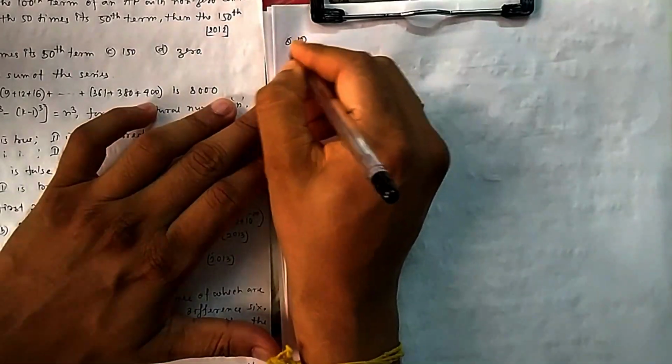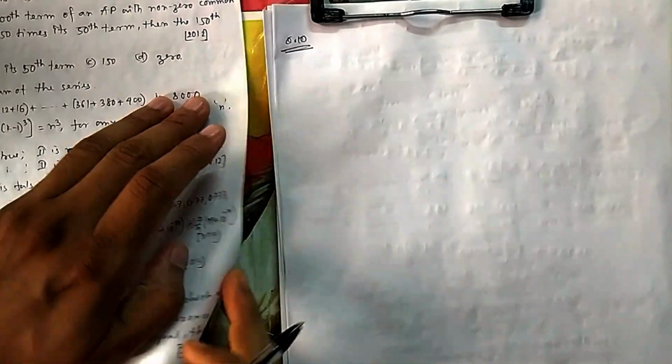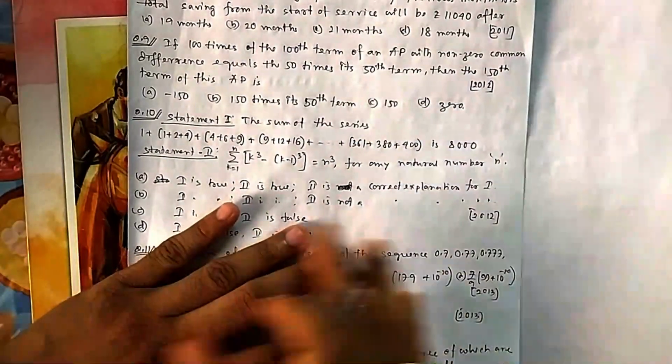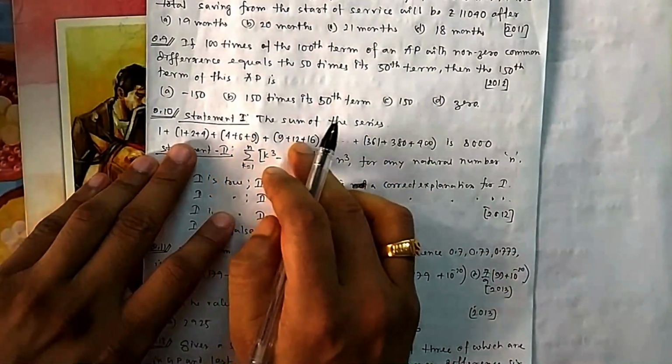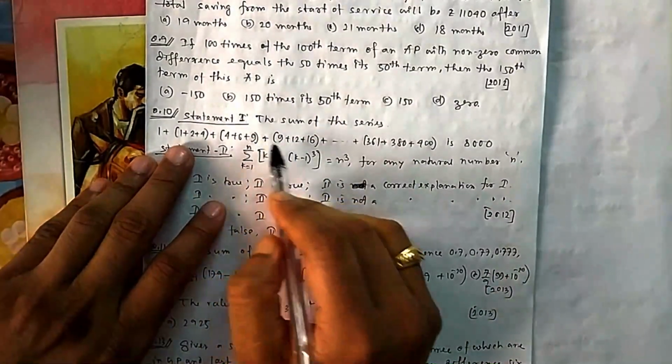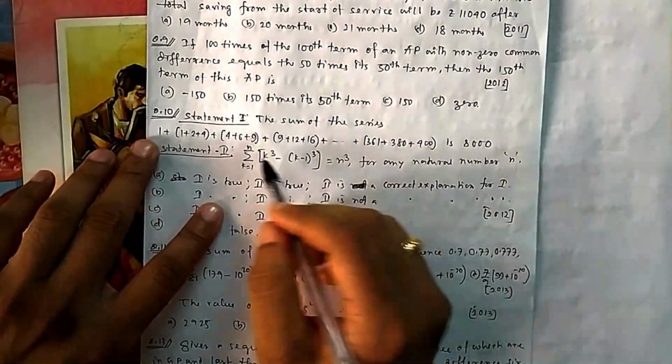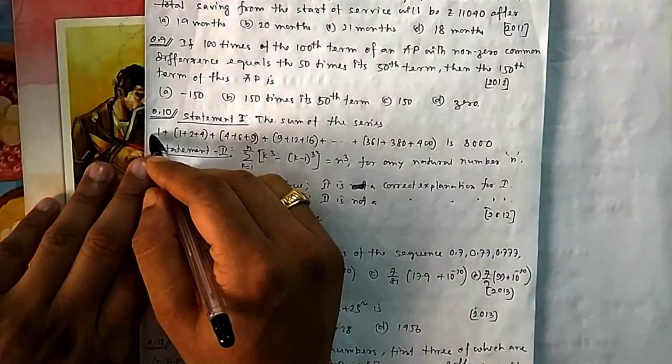If you see question number 10, statement 1, the sum of the series is, okay, now you have to be very careful. In each series, in each box, there are 3 terms. Okay, so you can make the first one also 3 terms, 0 plus 0 plus 0.